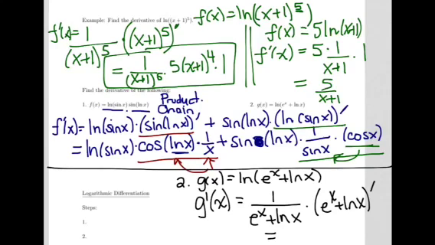So if we're finishing this up, we get 1 over e to the x plus ln of x, and then the derivative here, derivative of e to the x is e to the x, derivative of ln of x is 1 over x. And we are finished.